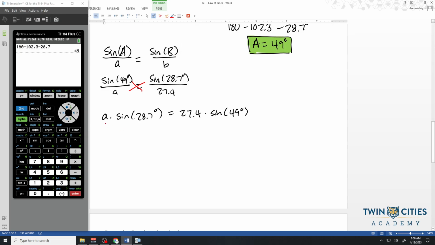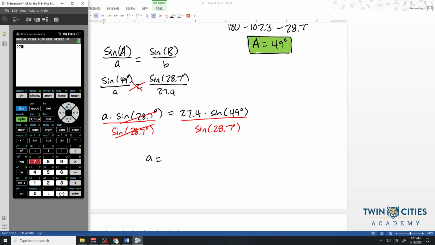All right, let's divide both sides by the sine of 28.7 degrees to solve for A. A is equal to, in your calculator, let's do 27.4 times the sine of 49 degrees, and then divide that by the sine of 28.7 degrees.